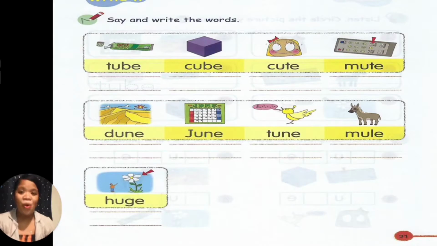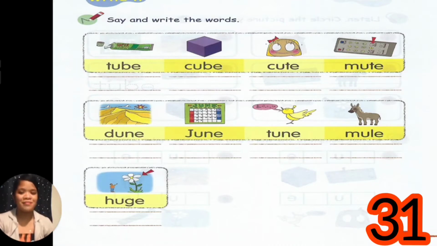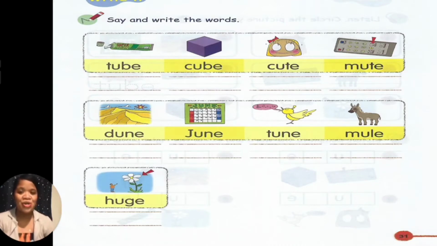I want you to open your phonics book on page number 31. All you need to do is to say and write the words. So before you rewrite the words, let's read first all the vocabularies that have the long U sound.